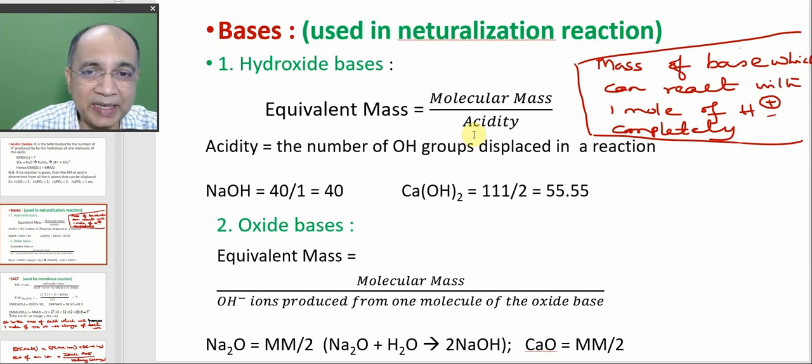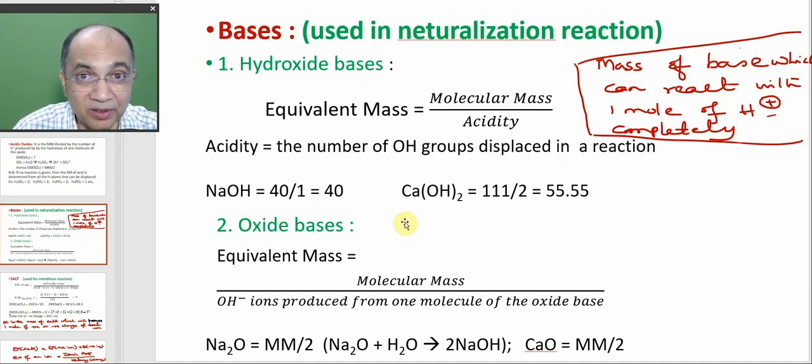So for finding the equivalent mass of a base, we can have a hydroxide base or an oxide base, a metallic hydroxide or a metallic oxide. The equivalent mass is the molecular mass divided by the acidity. The acidity of a base is the number of OH groups actually displaced in a reaction. If it is NaOH, there is only one OH minus ion, so 40 by 1, 40.